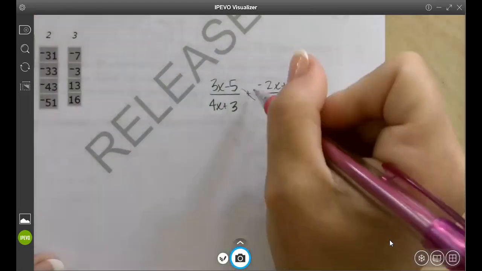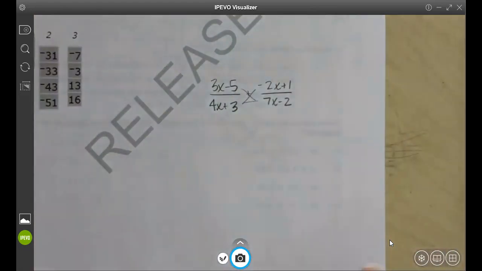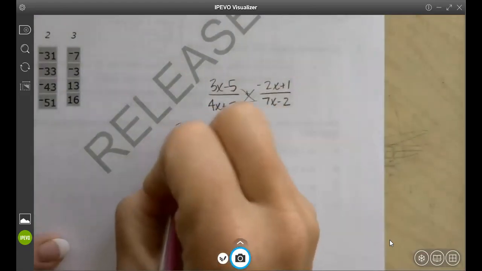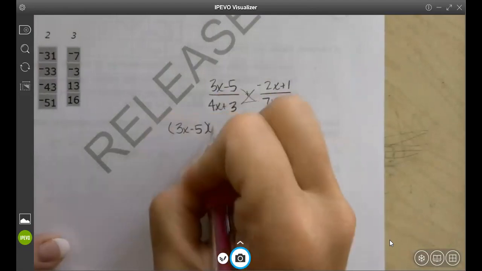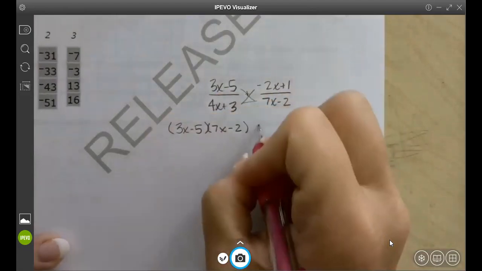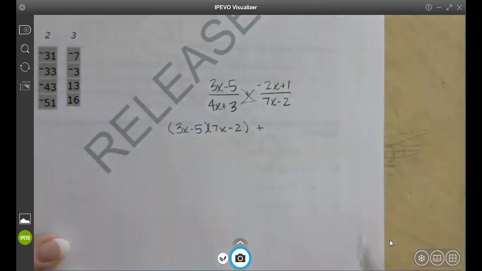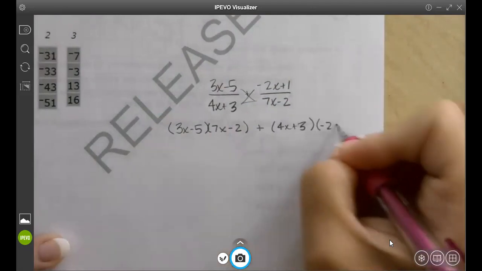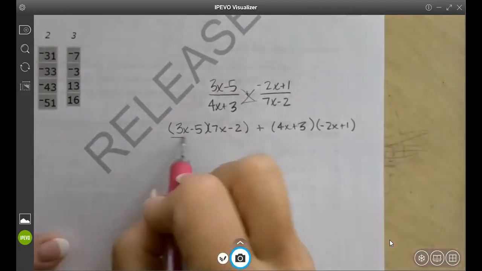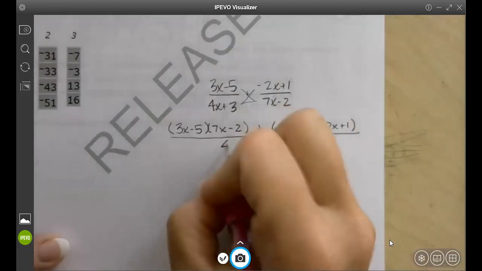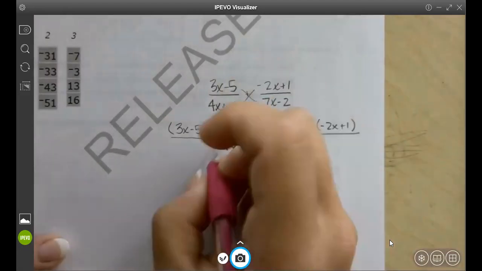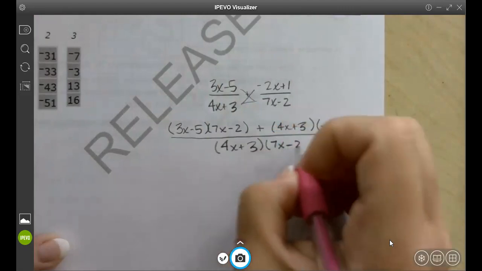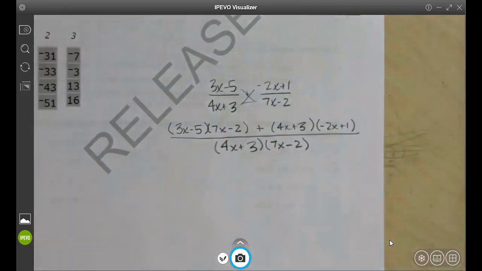We did these not too long ago. Remember, I told you it's kind of like cross multiply and then multiply the bottoms. So we're going to do 3x minus 5 times 7x minus 2. So we're cross multiplying. We're going to do 4x plus 3 and negative 2x plus 1. And on the bottom, multiply the bottoms together. 4x plus 3, 7x minus 2. We will stop after this problem, okay? I promise we will. This one will be the worst one. That's why I saved it for last.